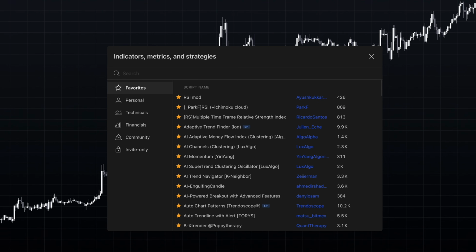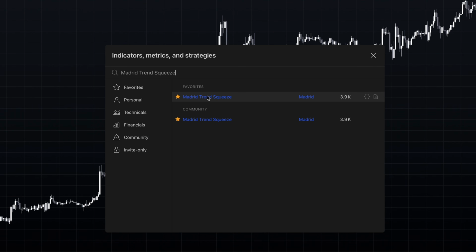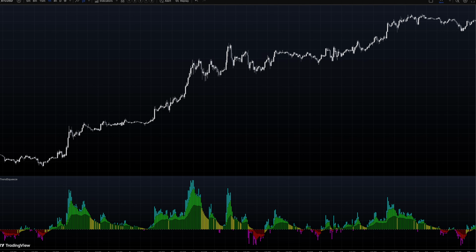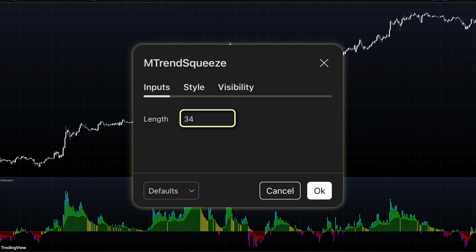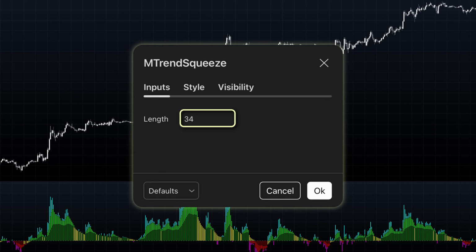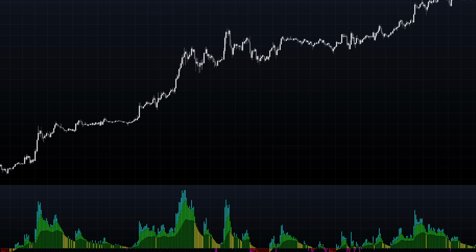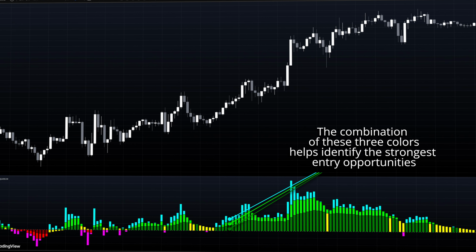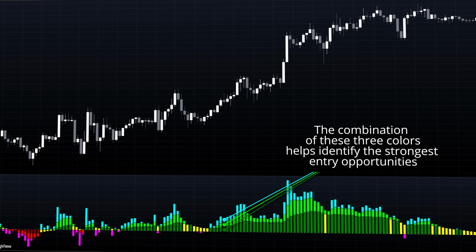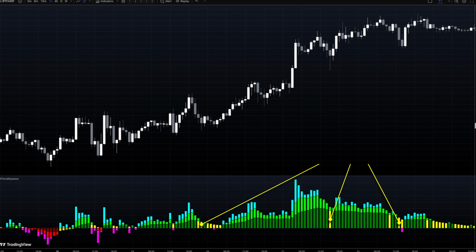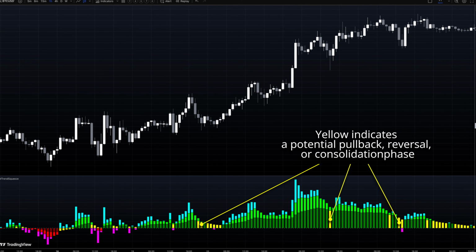The Madrid trend squeeze indicator is designed to identify the most profitable phases of a trend, highlighting trend strength, potential reversals, and divergences. It primarily relies on a 34-period exponential moving average, EMA, as the base and calculates deviations from this average using different smoothing lengths. A squeeze condition occurs when all three colors in a trend align, green plus lime plus aqua as an example, suggesting strong momentum. Yellow signals potential trend pauses, acting as a warning for reversals or a continuation signal.